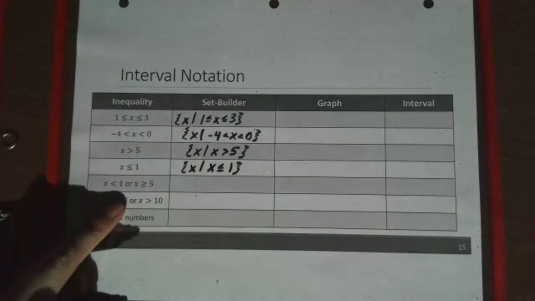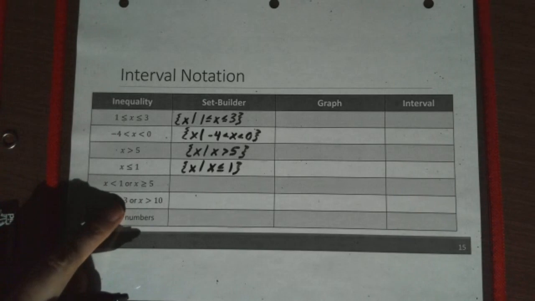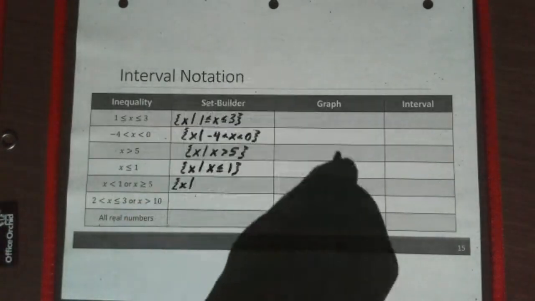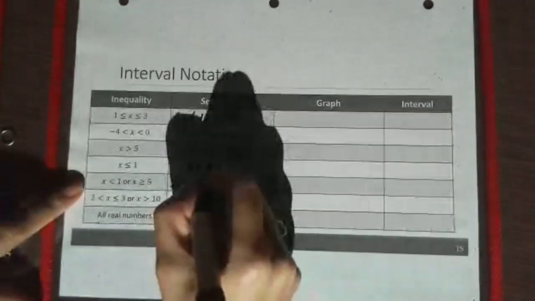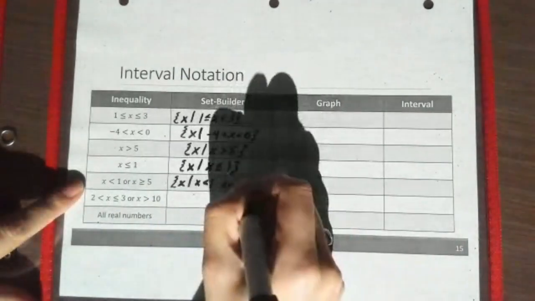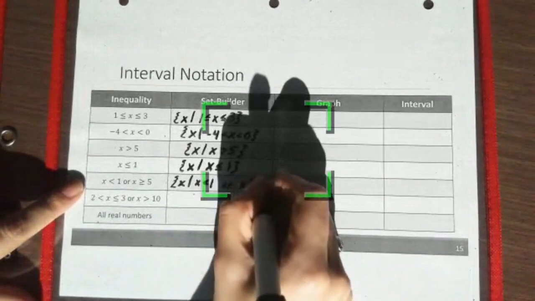Now we're getting into this idea of OR. The great thing about set builder notation is that we're allowed to use words. So we're going to look at the set of x such that, and just like the others, I'm going to copy this over. x is less than 1, or x is greater than or equal to 5.